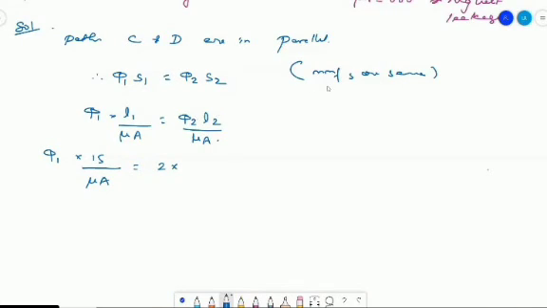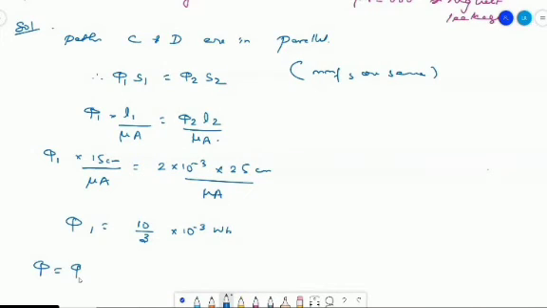And this phi2 is given to be how much? 2 milliweber, 2 into 10 to the power minus 3 and into 25 centimeter. So this is centimeter, this is again centimeter divided by mu A. So therefore I can obtain this relation for phi1 to be 10 by 3, 10 to the power minus 3 Weber. And I also know that phi is equal to phi1 plus phi2. So in this way I can get the total flux.